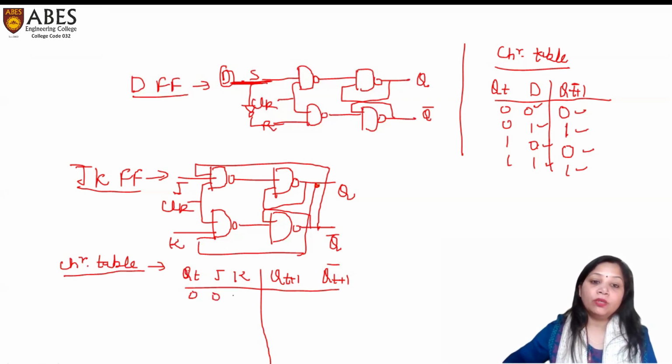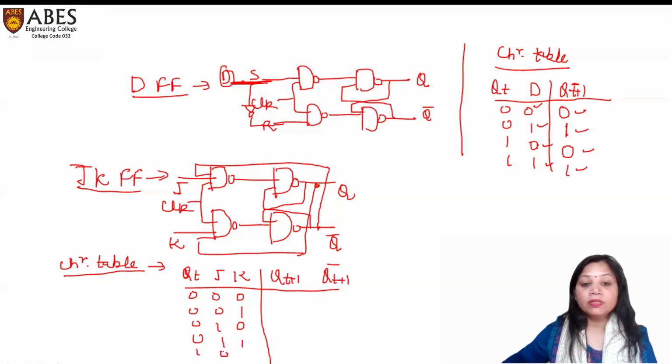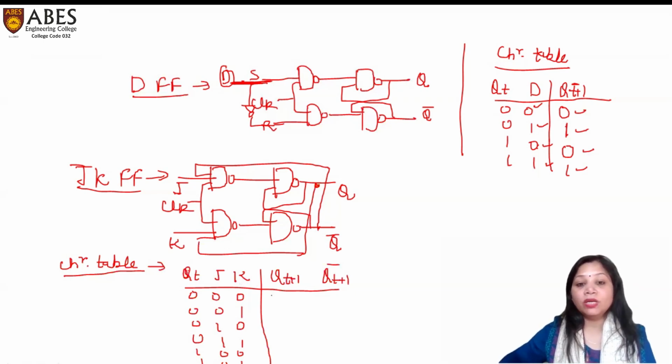So, अगर हमारे तीन इनपुट हैं तो पॉसिबल कॉम्बिनेशंस हैं 0 0 0, 0 0 1, 0 1 0, 0 1 1, 1 0 0, 1 0 1, 1 1 0, and the last one is 1 1 1. If J and K both are 0, that means J means set and K means reset. If J and K both are 0, that means no change. If the previous value is 0, that means Qt plus 1 is also 0, and Qt plus 1 complement will be 1.